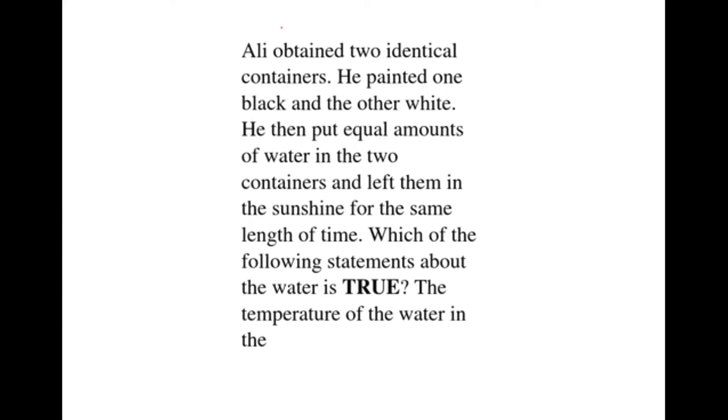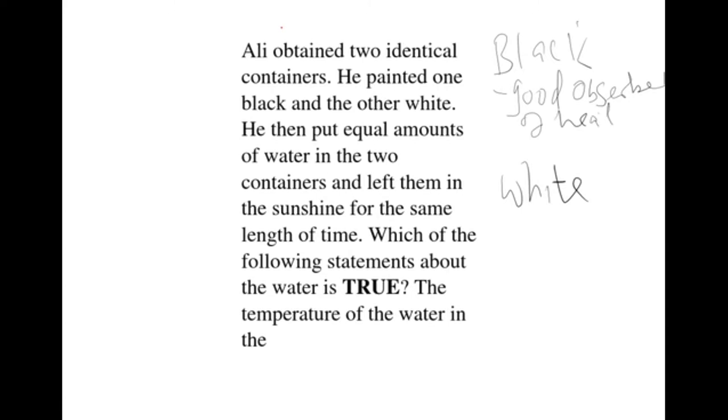Therefore, looking at the explanation of the question, we get two things. Here we have black paint and white paint. One of the containers he had painted black, and the other one he had painted white. So we need to know something about black and white colors. Black colors are good absorbers of heat and poor emitters. They do not lose heat quickly.